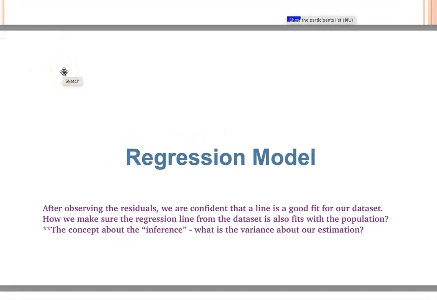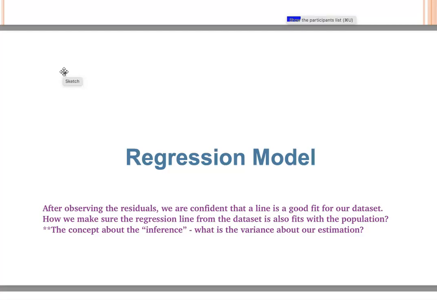Like we talked about in the previous lecture, after we observe our residual from our regression line, we examine it. The mean of the residual needs to be 0, and the residual has no correlation with x and no correlation with the fitted value. Then we're confident that a line is a good fit for our data set. So we have our sample data, and we think the linear line is a good fit for our data set.